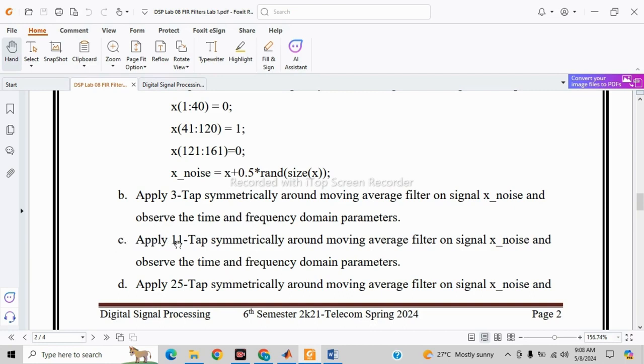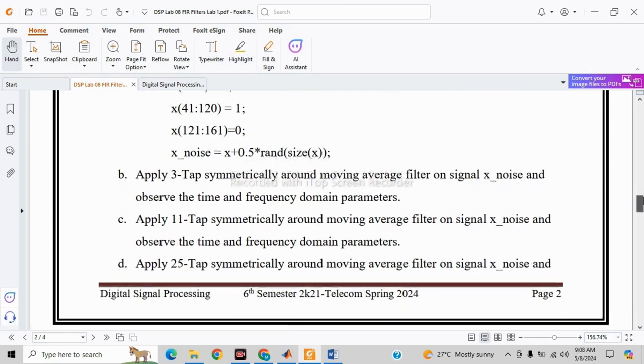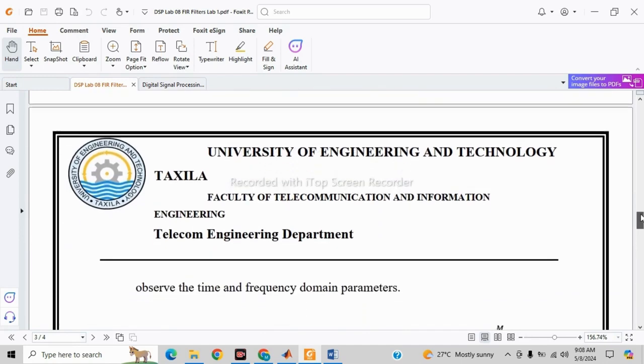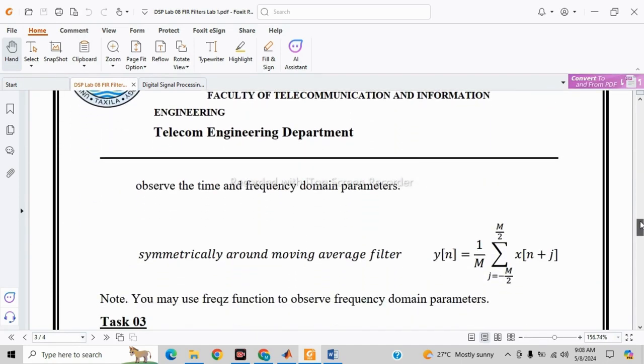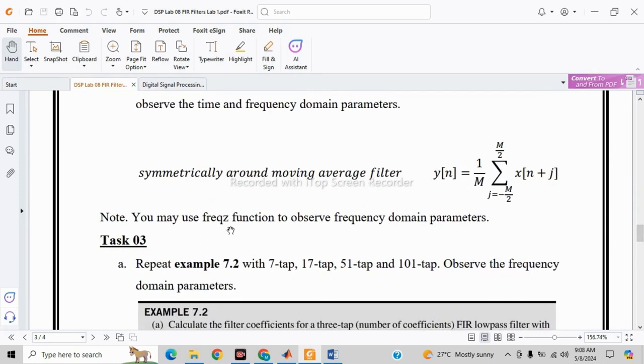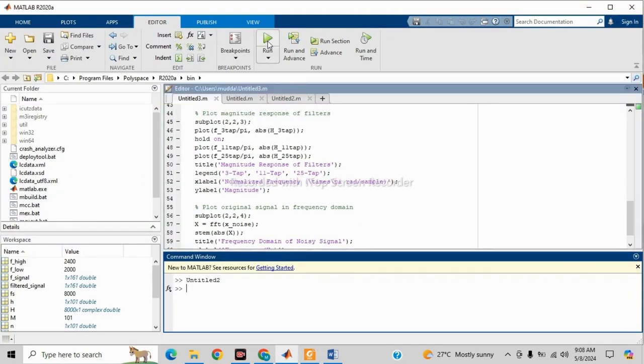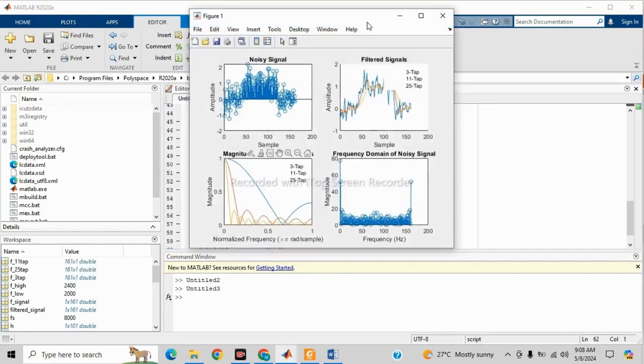Next, part C is to apply an 11-tap symmetric moving average filter on the signal X noise and observe the time and frequency domain parameters. Next, part D is to apply a 25-tap symmetric moving average filter on the signal X noise and observe the time and frequency domain parameters. And this is the equation for this, and you may use this function to observe frequency domain parameters. So here is the MATLAB code for task number 2, and the output of this code is this.